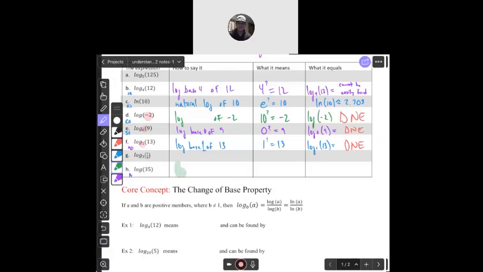Log of 35. Guys. Time. What's that mean? So E comes from the natural log. What's log? What's the base on log? Yeah. Well, think about what you just said, right? 10 equals 35. 10 doesn't equal 35, right?